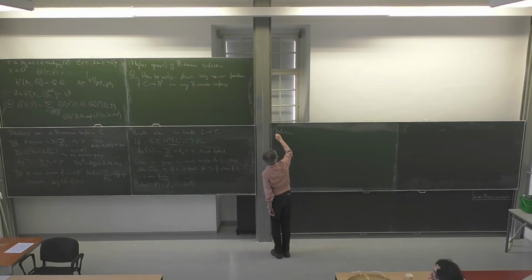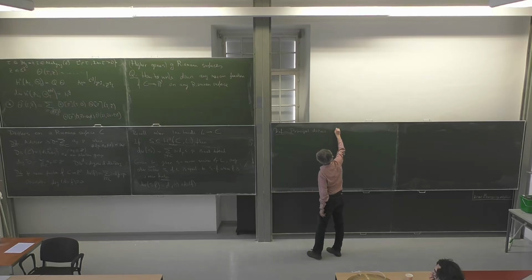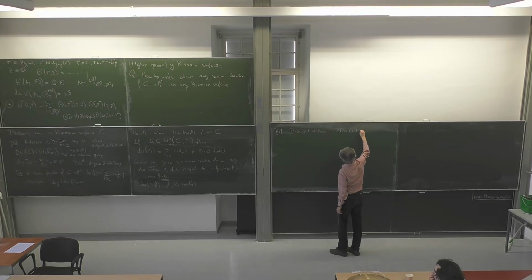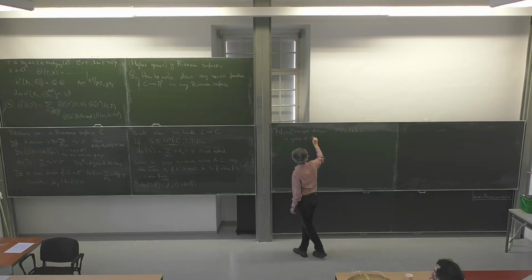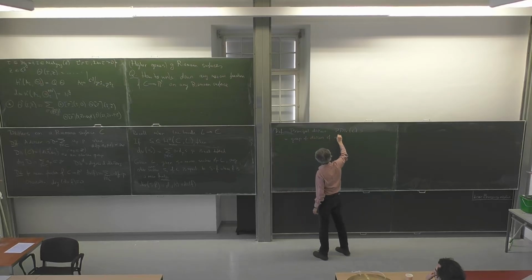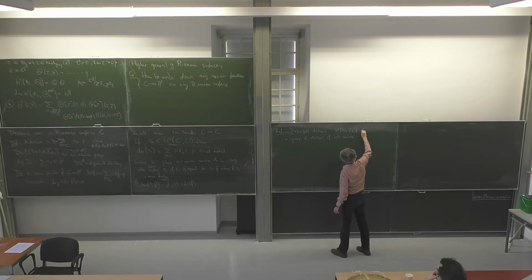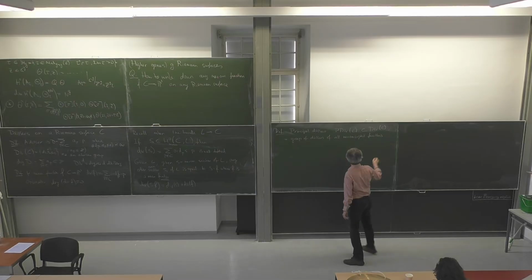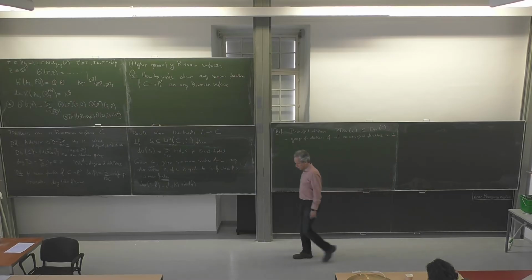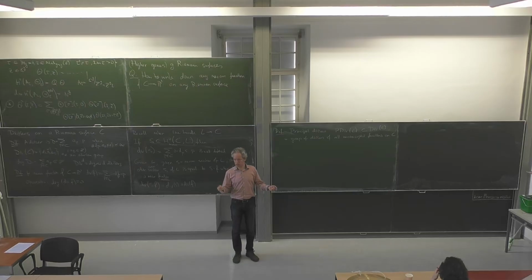Definition. Principal divisors. P div of C is the group of divisors of all meromorphic functions on C. This is a subgroup of all divisors in C. Why is it a group? Well, because if I have divisors of two functions f1 and f2, the sum is the divisor of f1 times f2, so it's a group. So it's closed under the obvious addition.